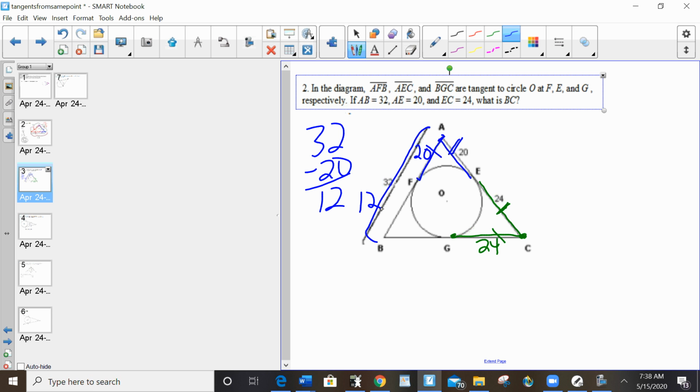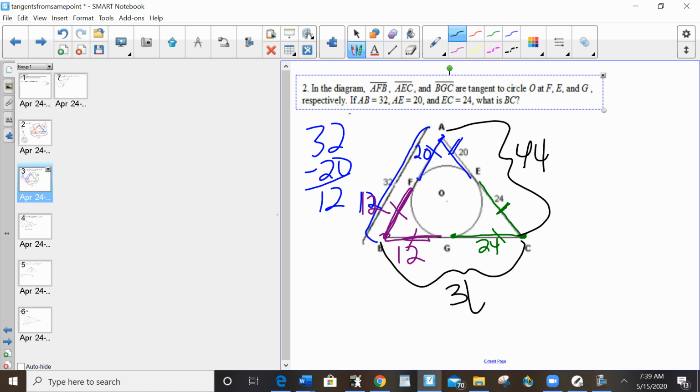Let's do a different color here. These are two tangents drawn from the same point, so they must be the same. If this is 12, then this is 12. To find the perimeter, I add up all the sides, so this side is 20 plus 24, this side is 12 plus 24, this side is 20 plus 12. So to find the perimeter, I add up all the sides.